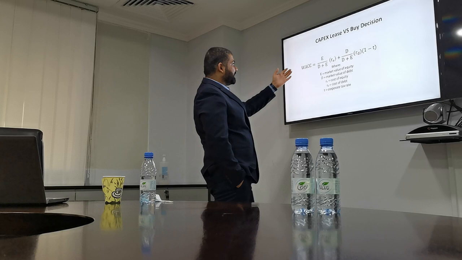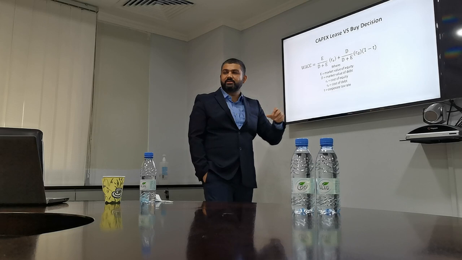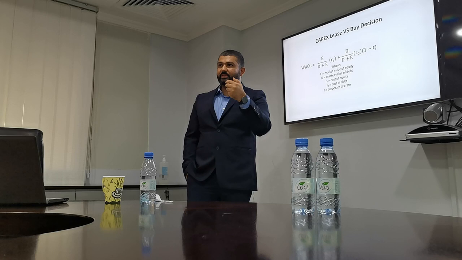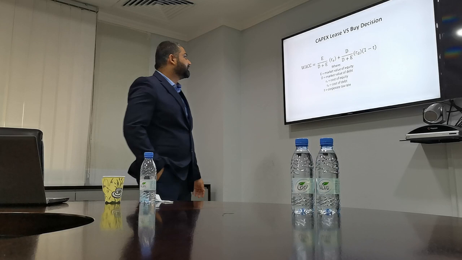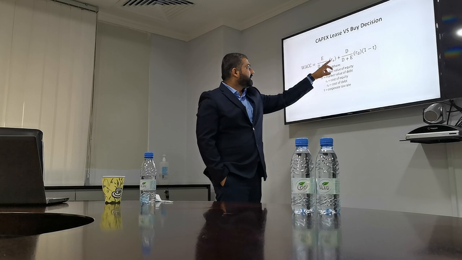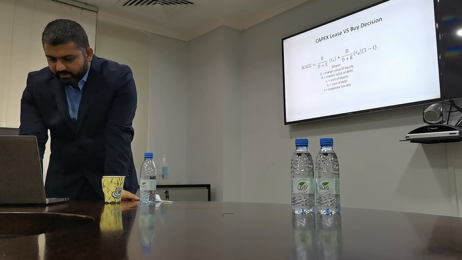If you have equity and a blend of debt, then this gives us the weighted average cost of capital, exactly the cost you bear internally if you go with the decision to purchase the equipment. So it is equity divided by debt plus equity times the cost of equity, plus debt over debt plus equity times the cost of debt, times 1 minus the tax rate, the normal tax rate in that country.